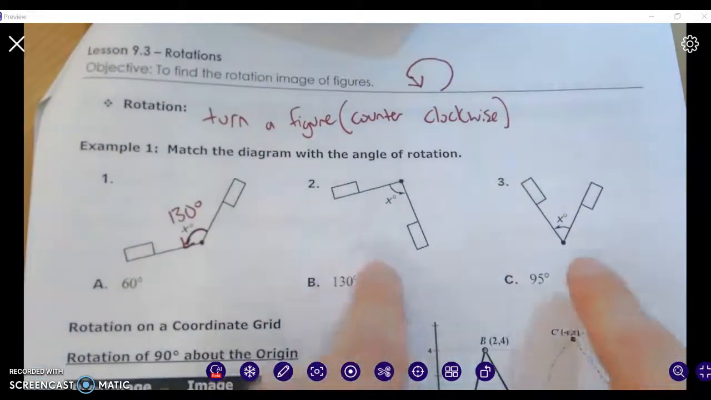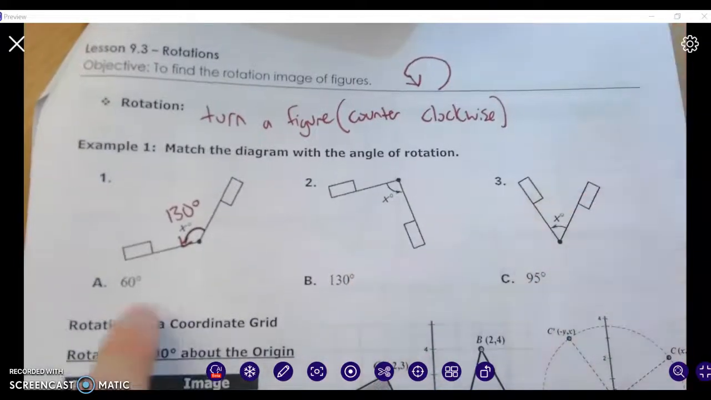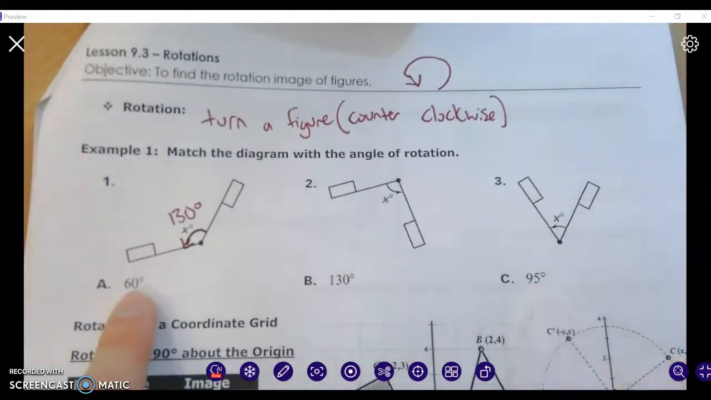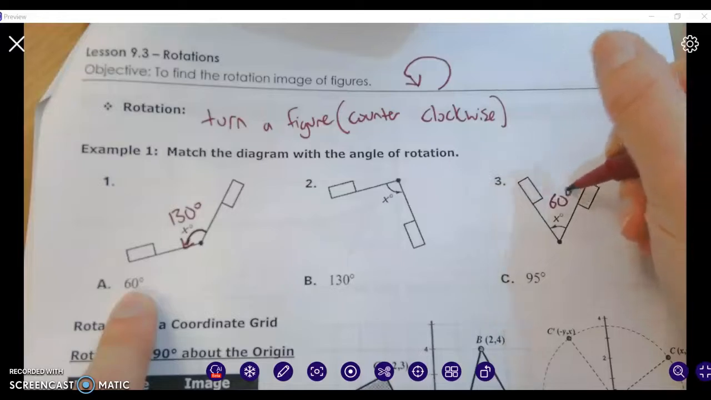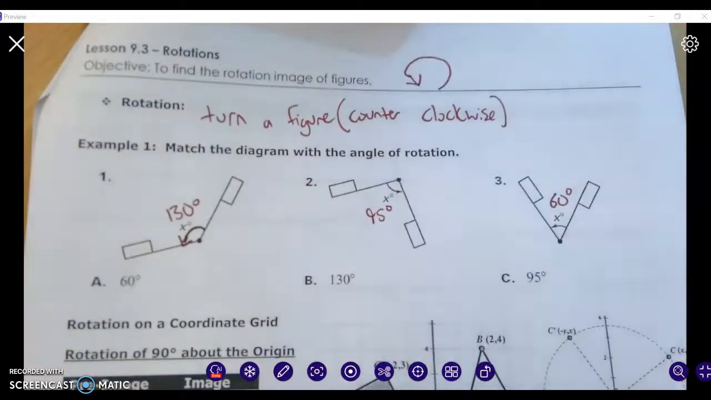I believe this one is 130 degrees. And then if we look here, out of these two, picture 3 is smaller, so I'm going to use 60 degrees for this angle. And that leaves the 95 degrees for picture 2.